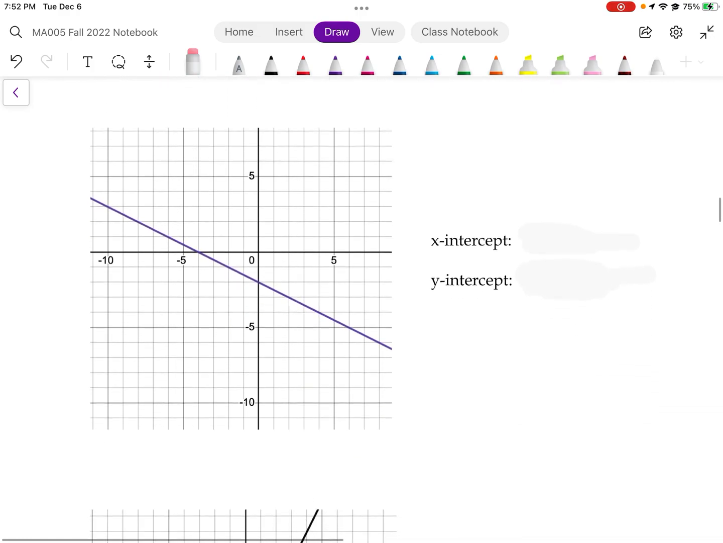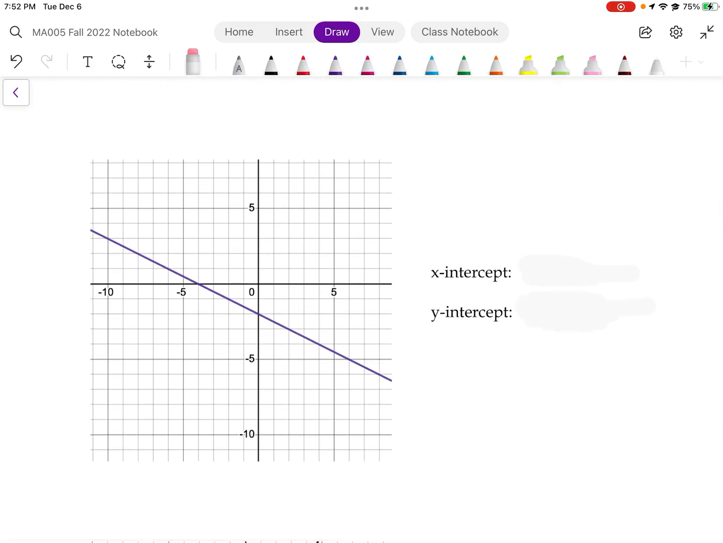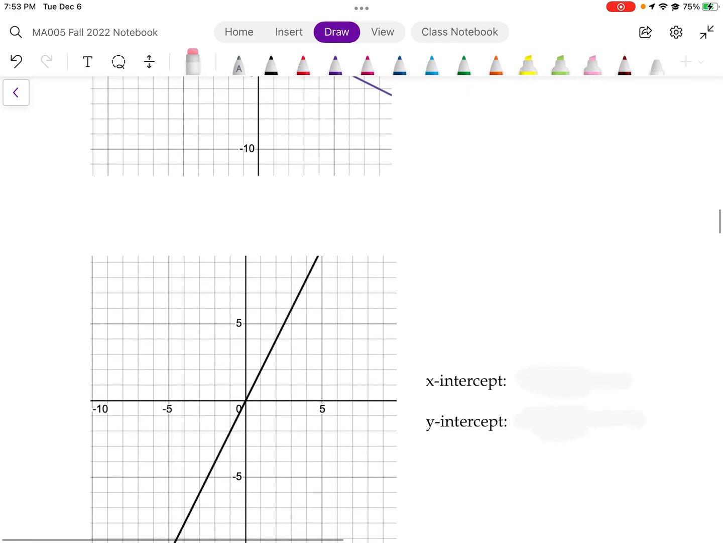Okay, try this one. All right, the x-intercept is over here on the negative side. So its value is (negative 4, 0). So be careful. If you said (0, negative 4), you would be talking about this point down here. Totally different point. All right, the y-intercept is going to be (0, negative 2). All right, what about this one?